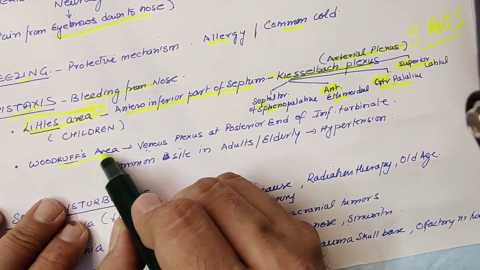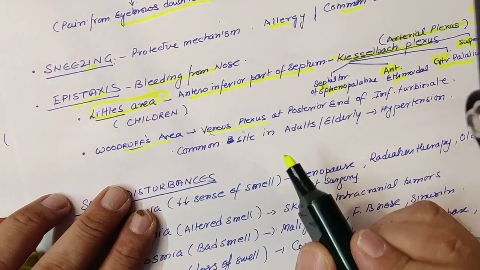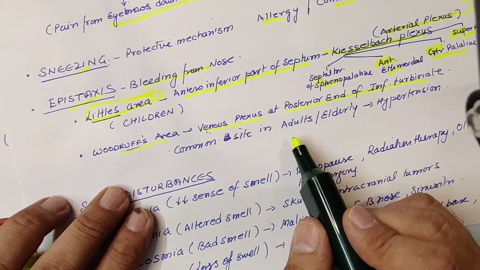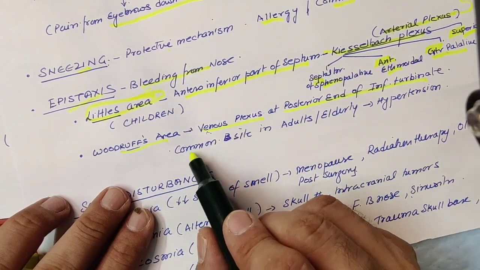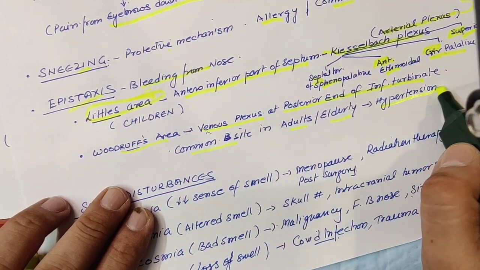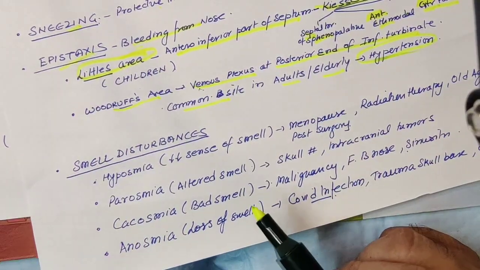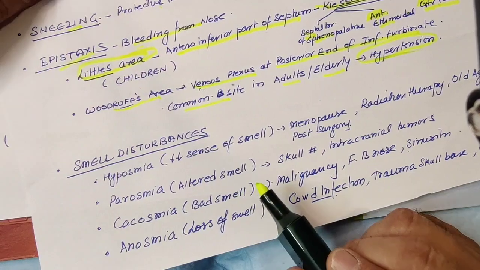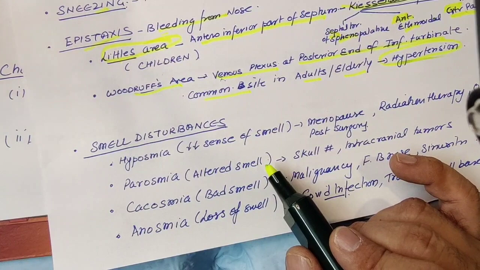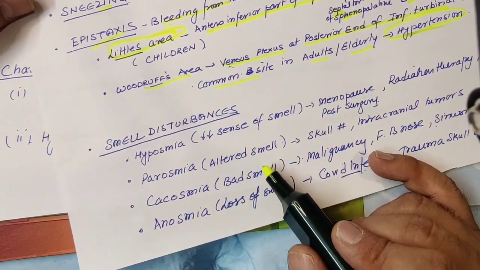Another important area is the Woodruff's area, which is basically a venous plexus present at the posterior end of the inferior turbinate. Now, this is the difference from the Little's area, and it is a common site of bleeding in the elderly and in the adult age group, and the common reason for it is hypertension. So there are various causes of epistaxis which we will discuss some other time in detail, but this is a brief outline which you have to keep in mind when you are recording the history of this patient with a nasal problem.